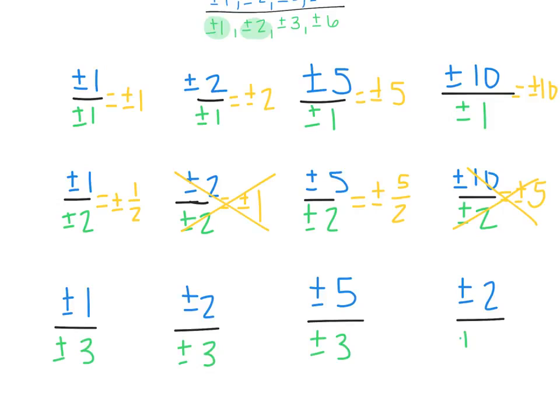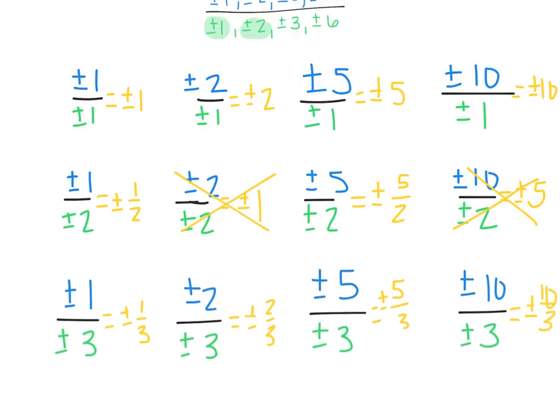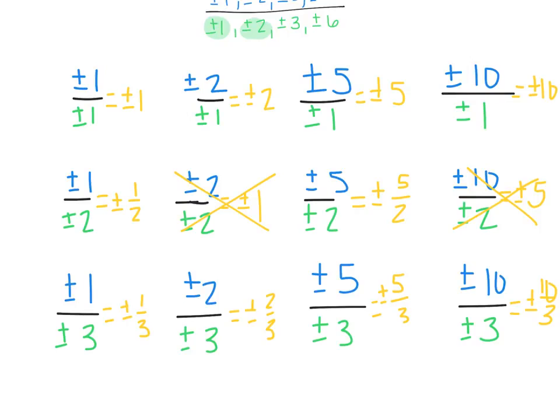And just like before, I'm going to see if I can reduce anything. So 1 divided by 3, I can't reduce that, so it's just 1/3. 2 divided by 3 becomes 2/3. 5 divided by 3 is still 5/3. And, oops, I apologize, that should not say 2, that should say 10. So let's try that again: 10 divided by 3 is 10/3. So none of those duplicated.